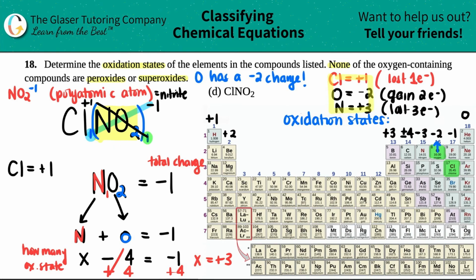So that's how you separate out your elements. Identify the polyatomic and then just keep breaking it down from there.